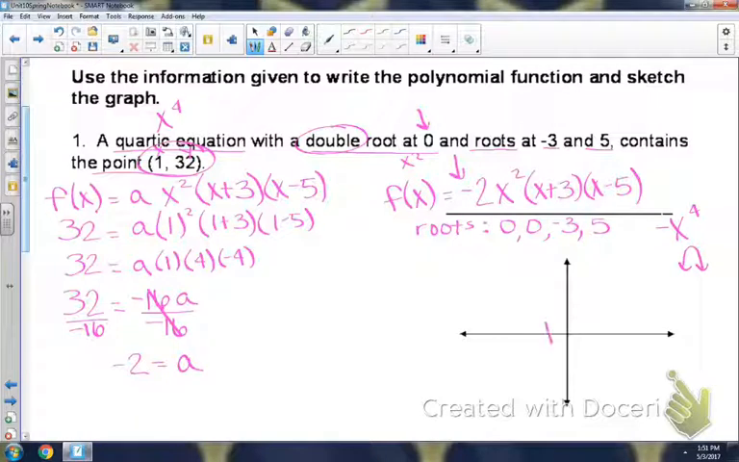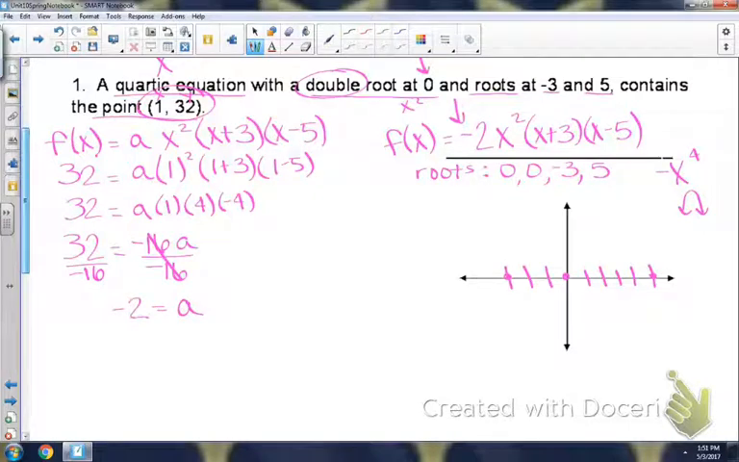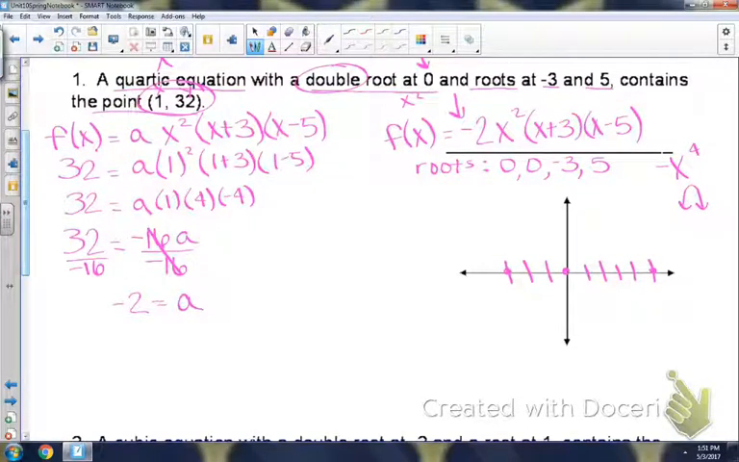So I have a root at -3, 0, and +5. So on the very far left side, I need to start down because it needs to open down. And I have a double root at 0. So we're going through the -3. Once we get to the 0 point, I need to curve it back to make it look like a parabola since it's a double root. So it should look like an M.